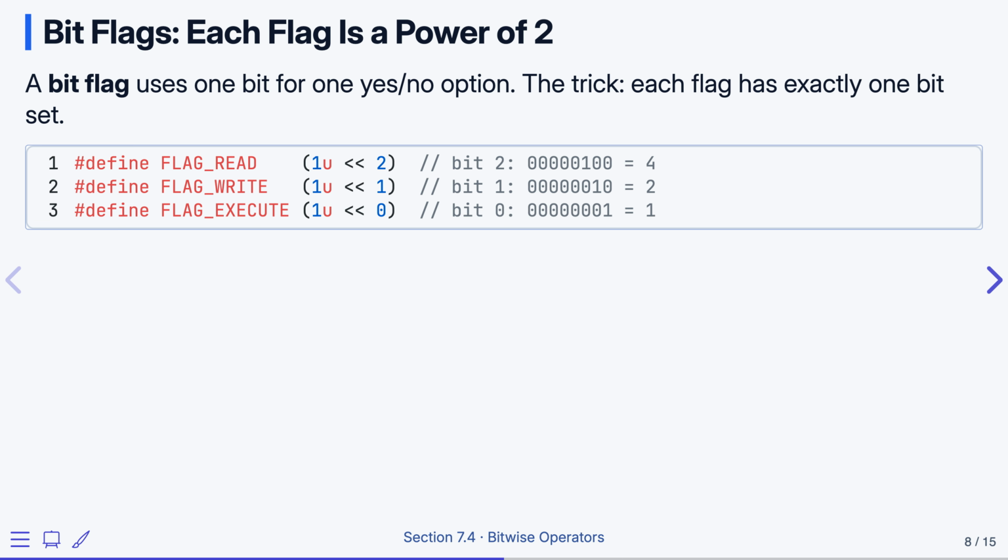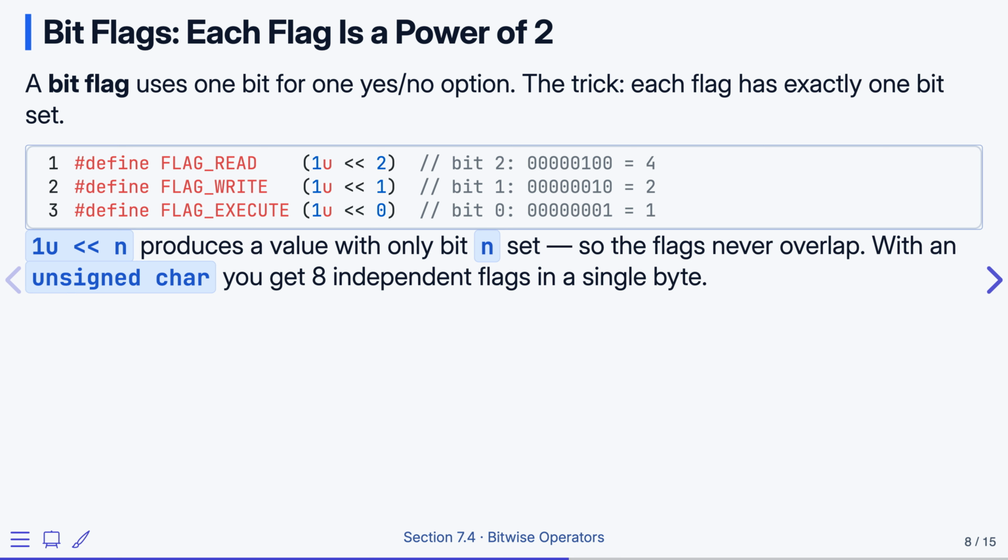Now the payoff. A bit flag uses a single bit for one yes or no option. The key trick is that each flag is a power of 2, a value with exactly one bit set. Flag read is 1 shift 2, binary 00000100, the value 4. Flag write is 1 shift 1, the value 2. Flag execute is 1 shift 0, the value 1. The expression 1 shift n always produces a value with only bit n set, so the flags never overlap.